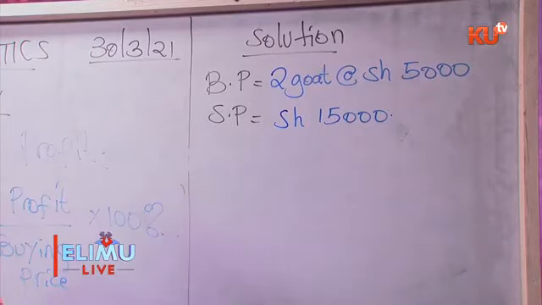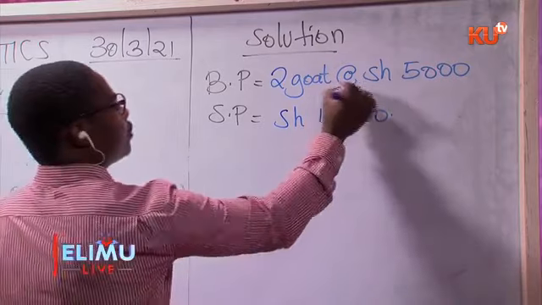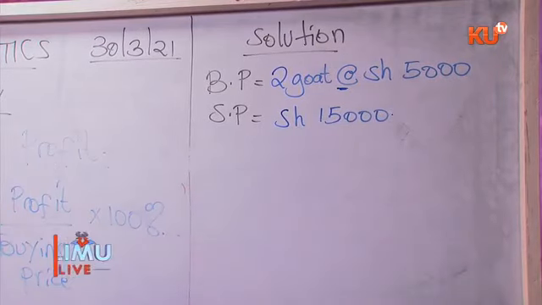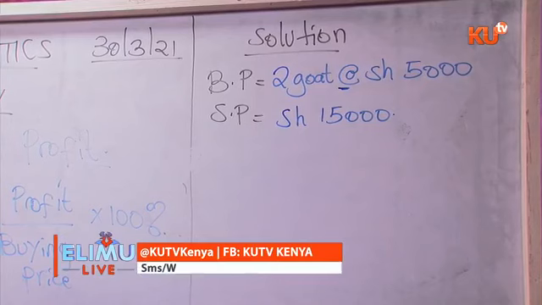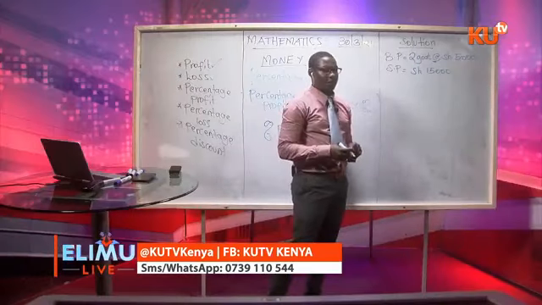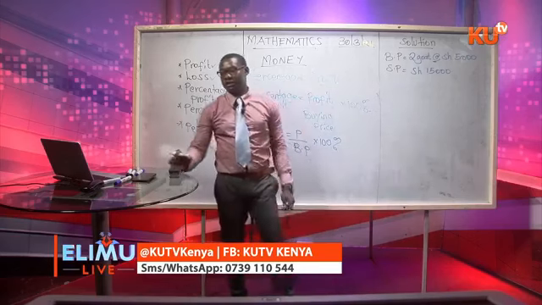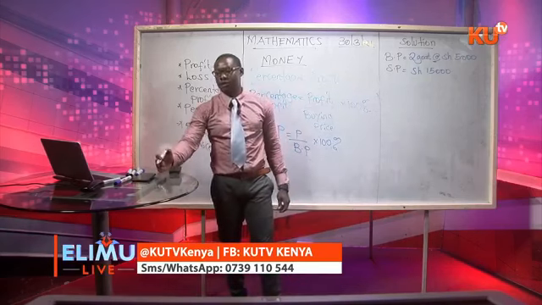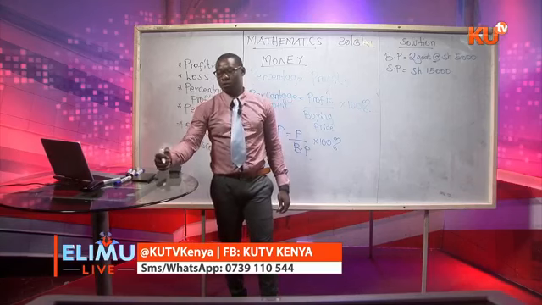Now you realize in this example that we are introducing the use of "at". So we have 2 goats at 5,000 shillings. It means if we have 2 goats going for 5,000 shillings, one of the goats is 5,000 and the other goat is also 5,000. So there are 2 goats. One is 5,000, the other one is 5,000.